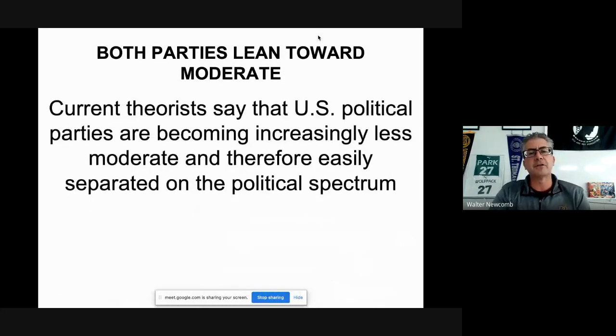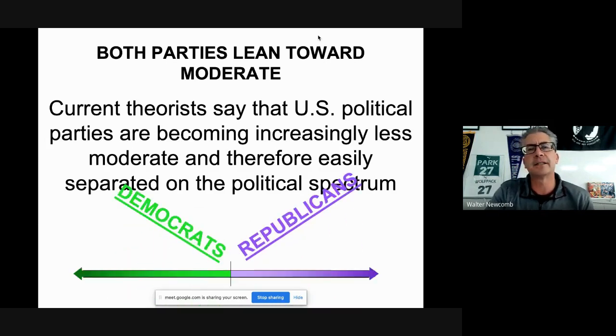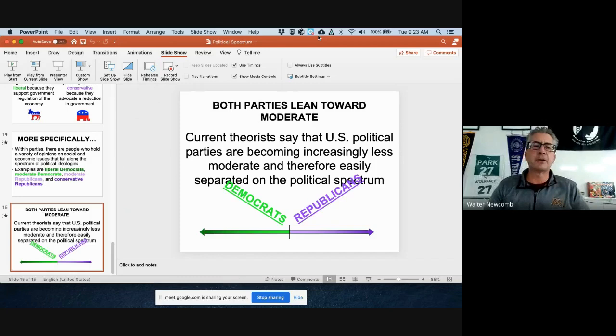So current theorists say that U.S. political parties are becoming increasingly less moderate and therefore easily separated on the political spectrum. And I guess we can get a sense of that today when we talk about the polarization of American politics that has been thrown out there this year. And so maybe that is saying that at this point in time, we are becoming less moderate and becoming more of an us versus them, or them versus us kind of mentality. All right, so that's a little bit of that political spectrum.